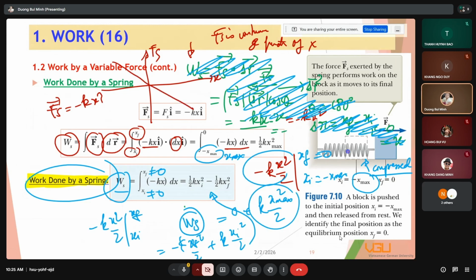Okay, so for this case, you get here minus x max, this is 0, and then this is Fs. This is a linear curve. So if we would like to calculate work, it is the area of this triangle, and work must be k x max squared over 2, right? So if Fs is continuous and the variable is not constant, we cannot use this one.